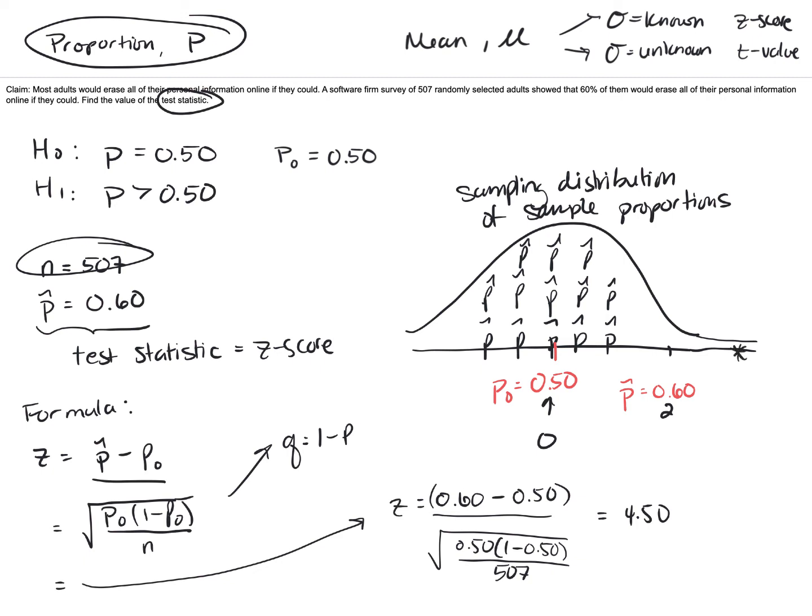So here we would actually plot that z-score 4.50, which corresponds to, so I should really move this p-hat further to the right of this distribution.